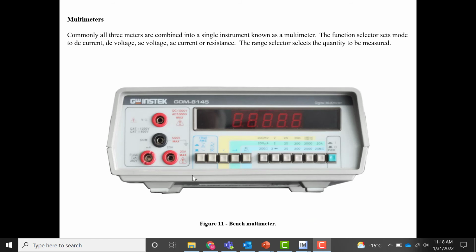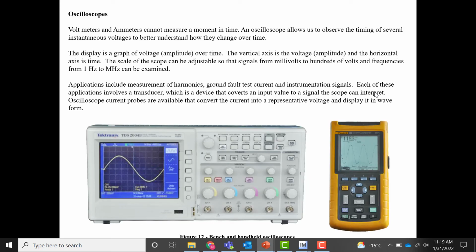Multimeters, okay, this is kind of an old bench style multimeter, but most of our meters, the Fluke meters that we have, are multimeters. They do all of the functions: current, DC voltage, AC voltage, AC current, and resistance. Okay, our handheld meters do that as well. We select the range accordingly, and away we go.